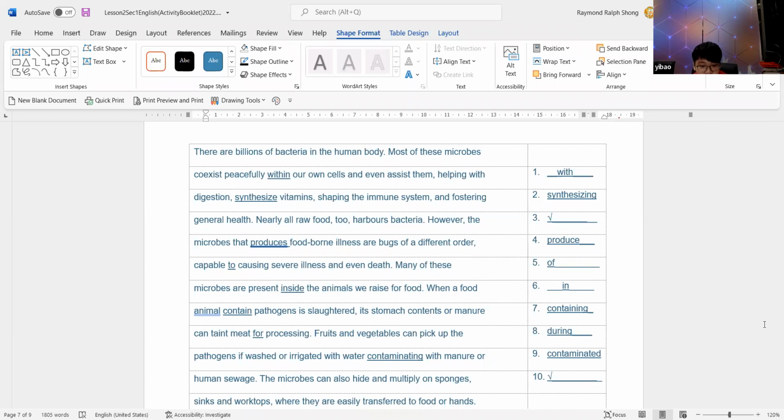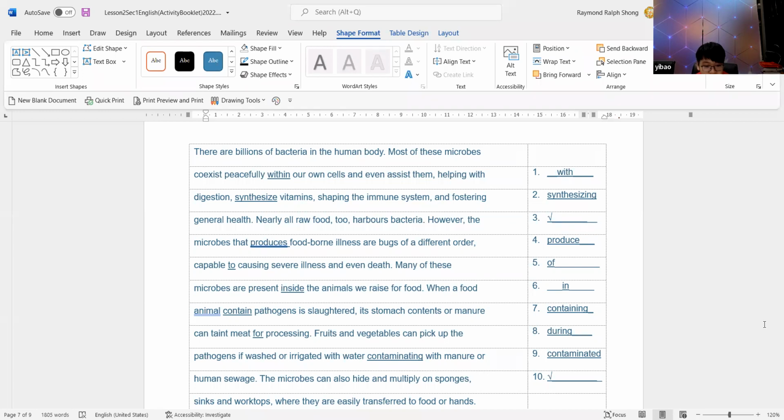Most of these microbes coexist peacefully with our own cells and even assist them, helping with digestion, synthesizing vitamins, shaping the immune system, and fostering general health.